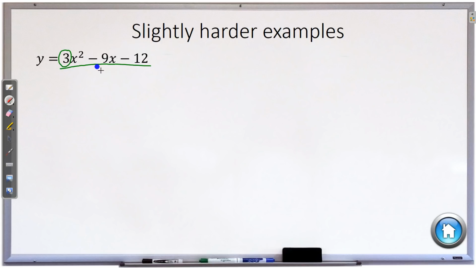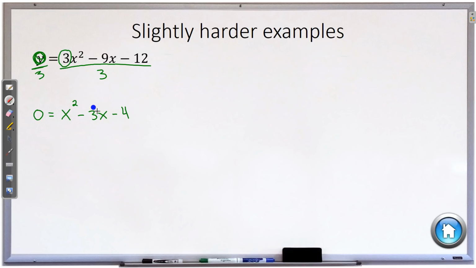So to get rid of it, we divide everything by 3. Remember, this is a 0 over here, and if we divide one side by 3, we divide the other side by 3, and 0 divided by 3 is still just 0. So 3 divided by 3 is 1, so we have our 1x squared. 9 divided by 3 is minus 3x, and 12 divided by 3 is minus 4. So that's the first issue that we took care of. Now that this is a 1, we can go ahead and start trying this problem again.